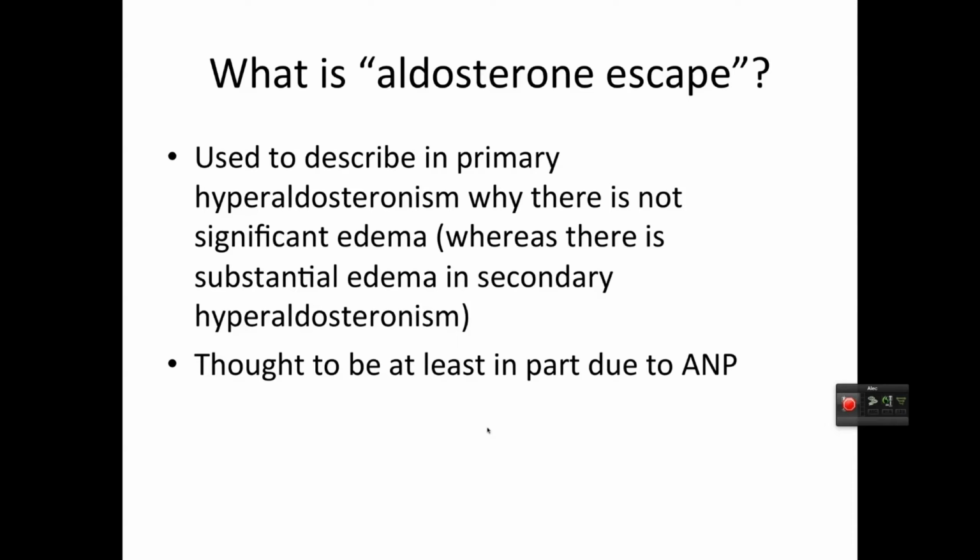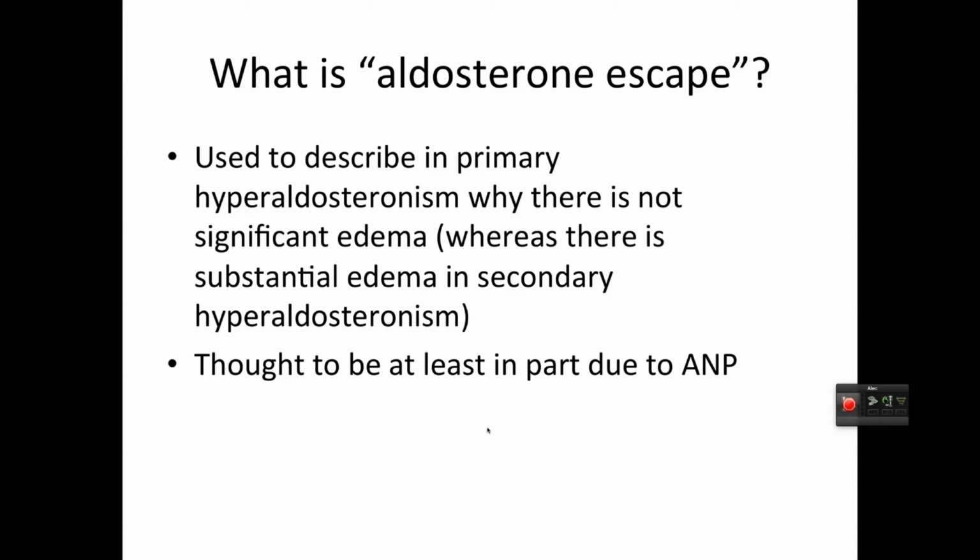ANP is released, as Chrissy has sort of hinted at, because of stretch of the atrium. When the atrium stretches, you release ANP, and ANP causes you to pee out salt more, natriuresis, so that it counteracts the amount of salt that you're reabsorbing with the aldosterone. You're peeing out that salt, so you reach a steady state.